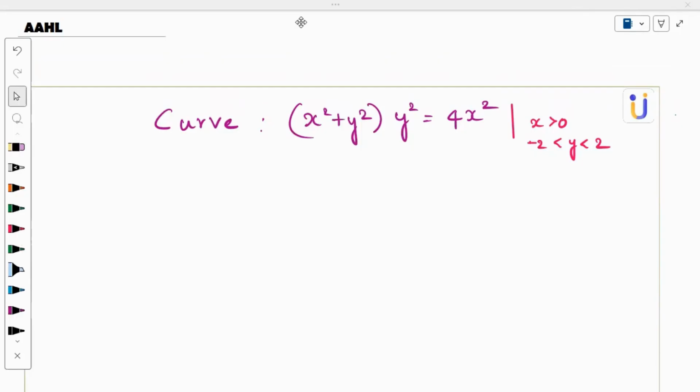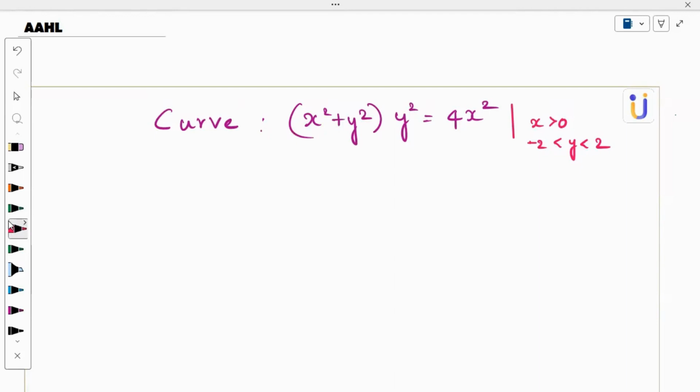Hello everyone. In this video, we are going to discuss this particular question where a curve is given, (x² + y²)y² = 4x², and some constraints for x and y. Here we have to prove that this particular curve, under these conditions, doesn't have any maximum or minimum points. Usually, for maximum or minimum we differentiate and equate to 0.